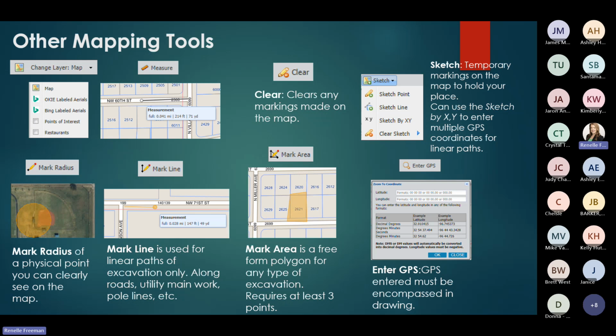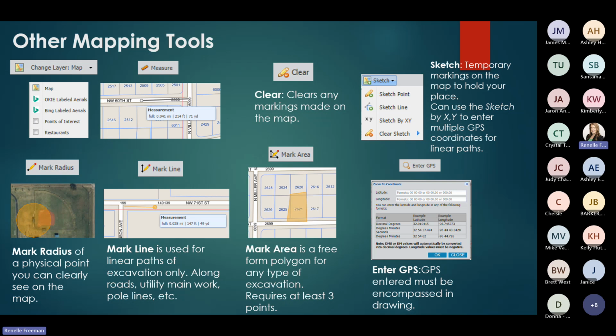Other mapping tools are there to help you in the map search or the map drawing. So we'll go over these real quick. We have multiple layers. The map layer is your default layer that we were just looking at with your parcels and address points and that sort of thing. And then you have the Oki labeled aerials, which is Bing aerials, but then it has those address points that you see in this picture over here and the parcels on top of that.